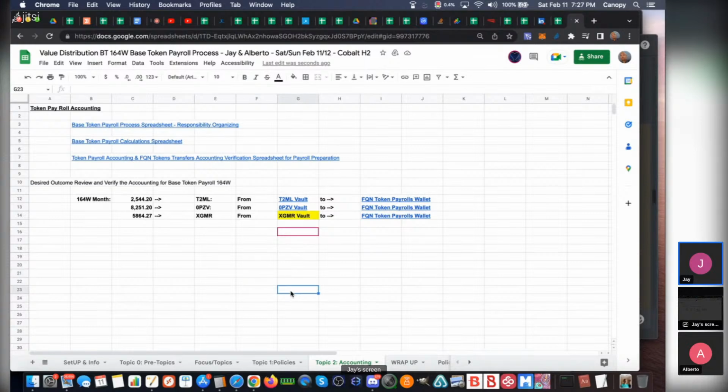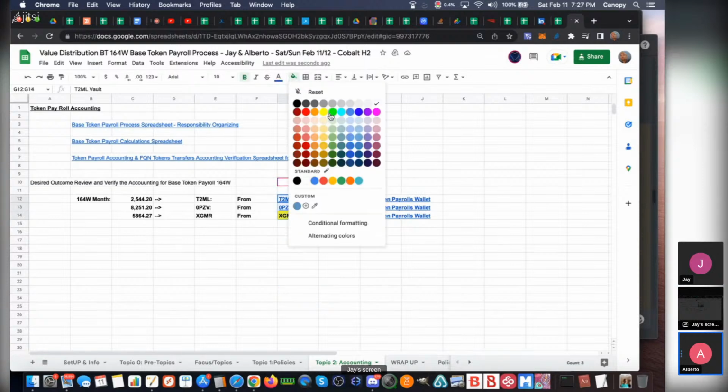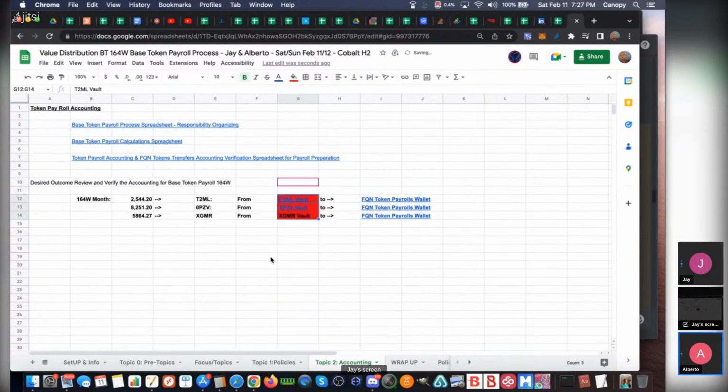This is the wallet from where to transfer the T2ML to this wallet. But how do you know that? How do you know that that's where we're supposed to transfer from? Because they check the previous transfer on the blockchain.